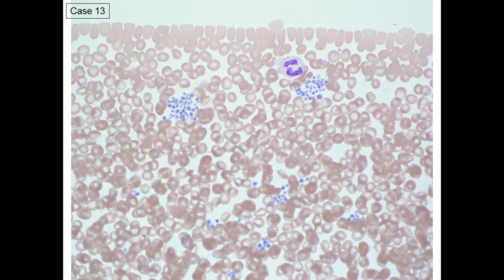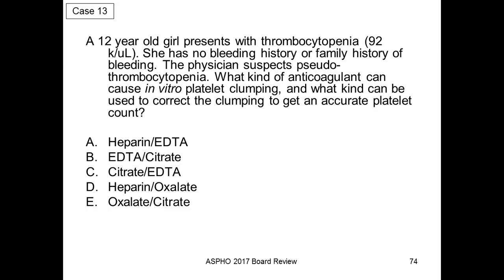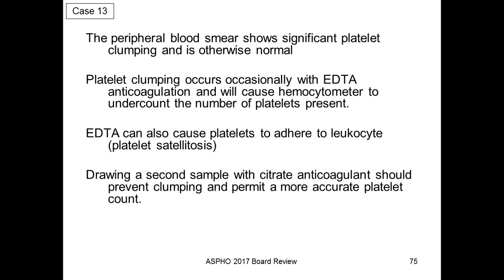So here's the peripheral smear again, showing that there are indeed distinct platelet clumping going on here, which is consistent morphologically with pseudothrombocytopenia. So the answer here is EDTA and citrate. So platelet clumping occurs occasionally with EDTA anticoagulation and can cause the hemocytometer to undercount the number of platelets present. And EDTA can also cause platelets to adhere to leukocytes, which is called platelet satellitosis. And so you can draw a second sample with citrate anticoagulant or even heparin anticoagulant, which should prevent this clumping and permit a more accurate platelet count.